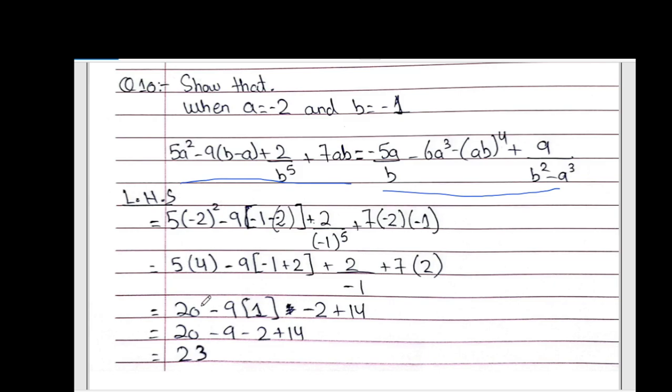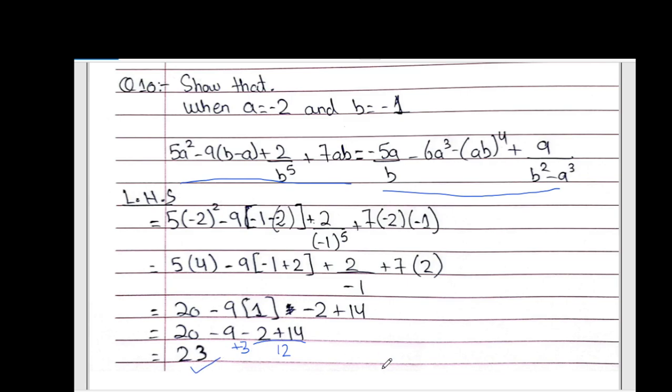Then 5 into 4 will be 20, minus 9 as it is, minus 1 plus 2 will be positive 1, because 2 is bigger than minus 1, that's why the sign of 1 is positive. Then this minus will make it minus 2. 7 into 2 will be positive 14. 20 minus 9 into 1 is minus 9, minus 2, plus 14. First we will solve minus 2 plus 14, that will make positive 12. Then 12 minus 9 will be positive 3, and then 20 plus 3 will be 23. This is our left hand side.